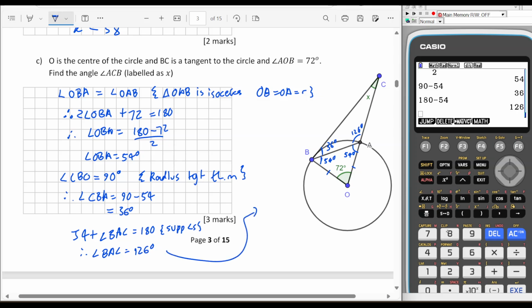And then one more step, 36 plus 126 plus x is 180. And this is a sum of angles in triangle BAC. Therefore, x is 180 take 36 take 126, which is whatever that is, 18. Cool. So that's how I do that one.